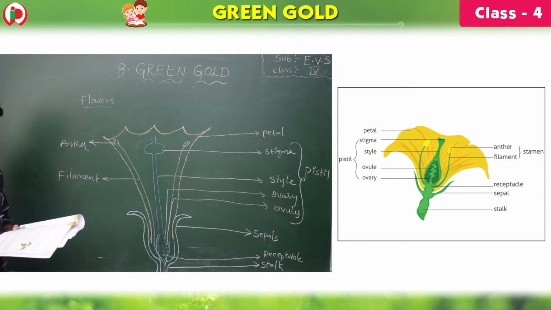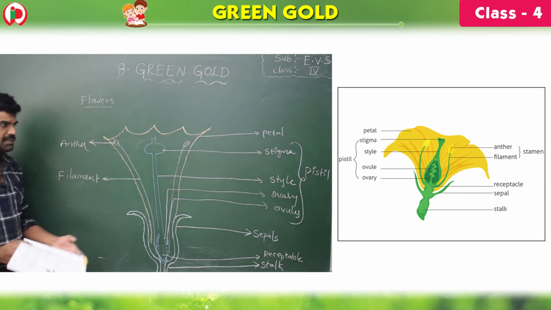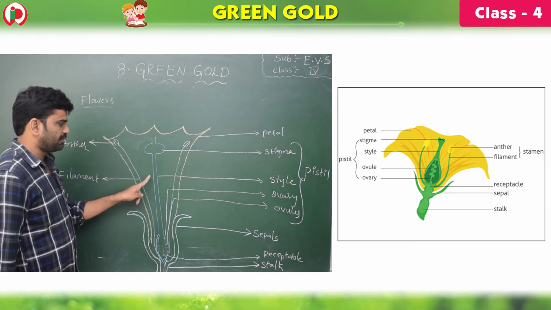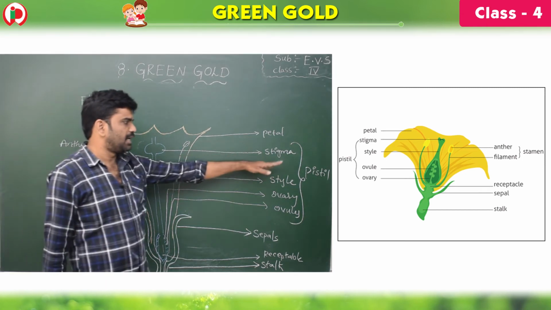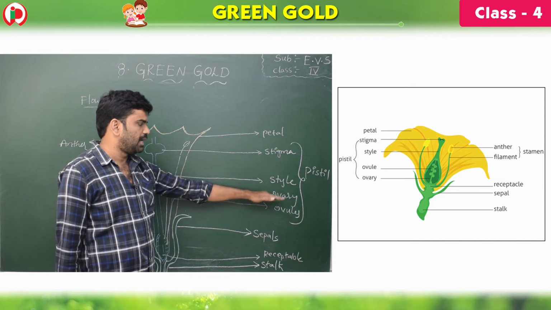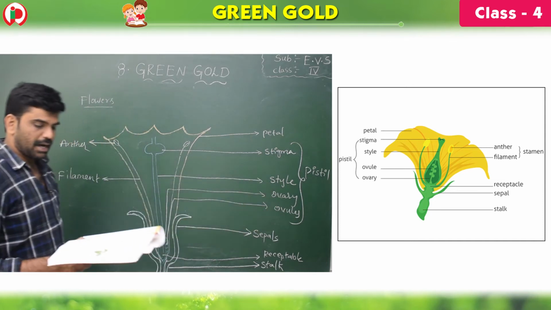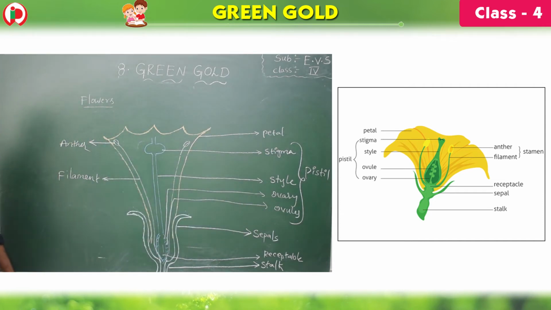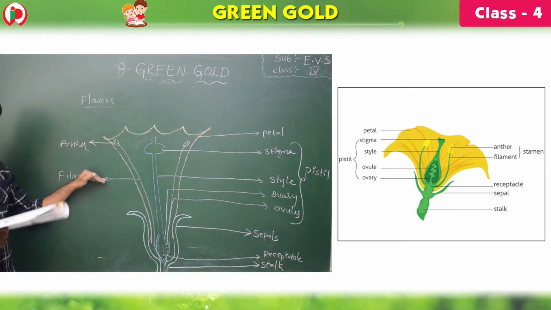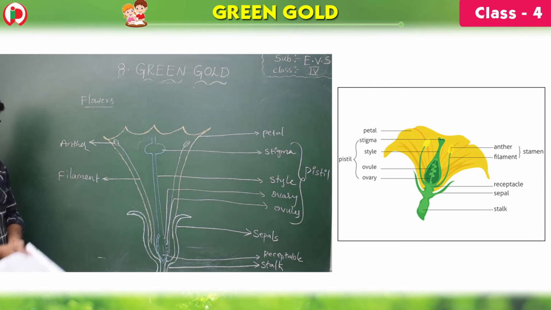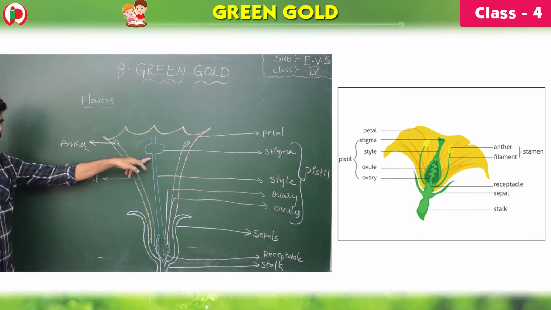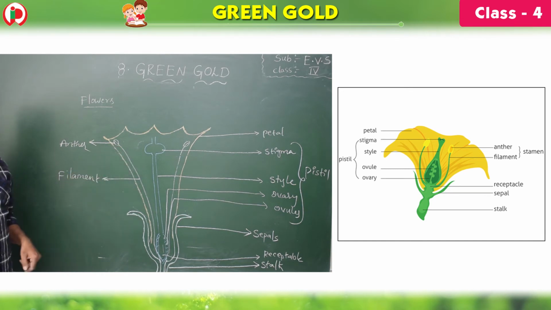The flower has the female part, which is called pistil. This is the female part, children, with the blue color. Pistil has 4 parts: stigma, style, ovary, ovule, and the male part, which is called stamen. This is the stamen, children, the white colored part, which has 2 parts: anther and filament. They work together to fertilize the plant and produce seeds.